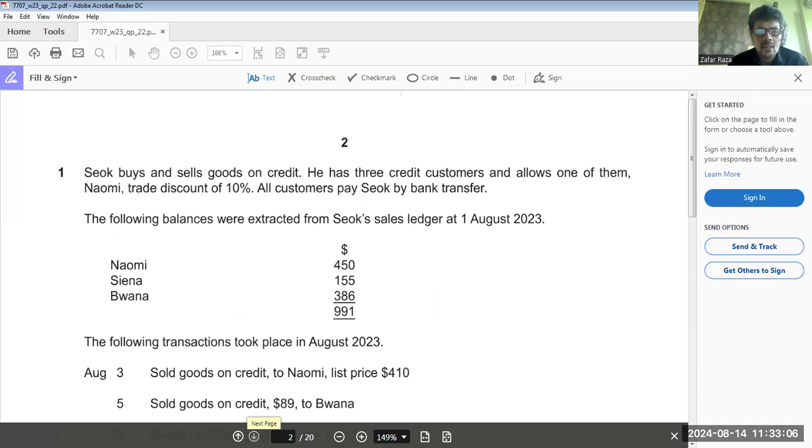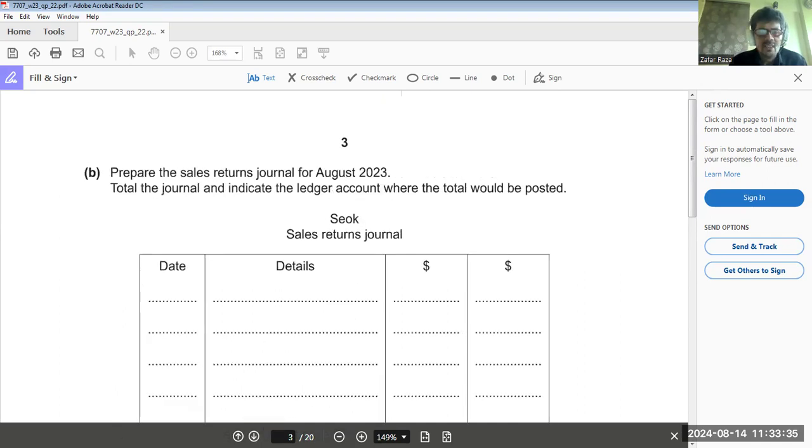So buys and sells goods on credit. He has 3 credit customers and allows one of them, Nomi, a trade discount of 10%. All customers pay SEO by bank transfer. The following balances were extracted from SEO sales ledger at 1st August 2023. It means at the start of the year we have to collect from Nomi, Sienna, and Bhavana 450, 155, and 386, total $991. Okay. Now what happened?